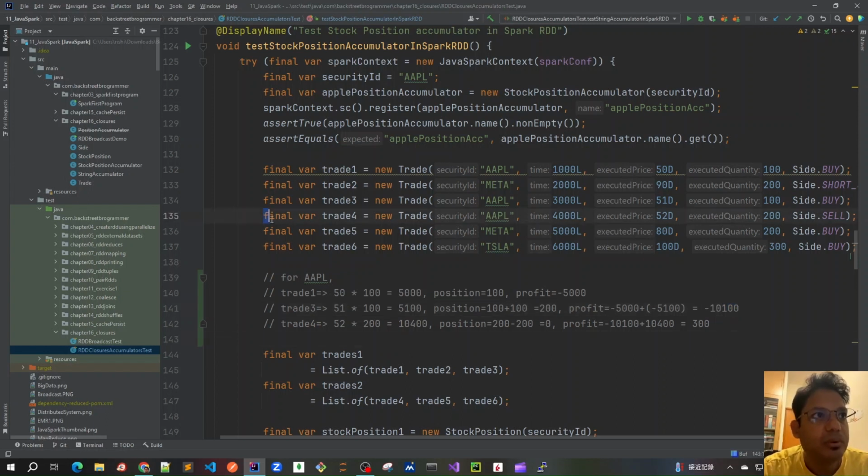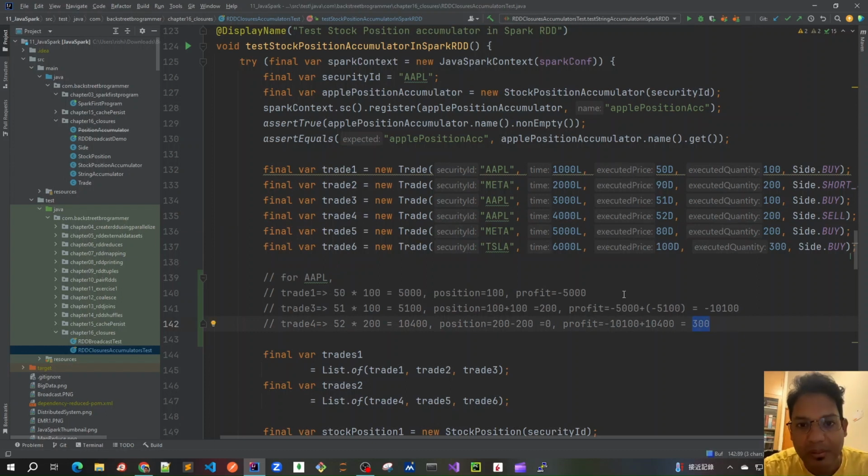Finally, in trade 4, this one, we have a sell, because now we are unwinding our position. This is for price 52 and quantity 200. If we do all this mathematics, the notional would be 10,400, because we are selling whatever we have bought, all 200. That's why the position right now is 0 after trade 4 for Apple. And after doing all these calculations, our new profit is 300.